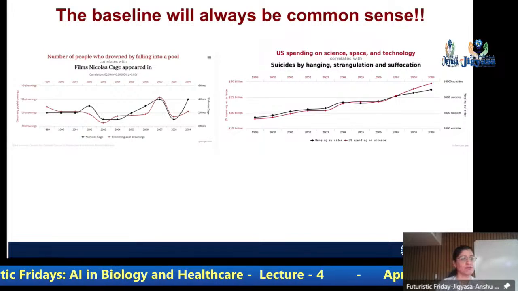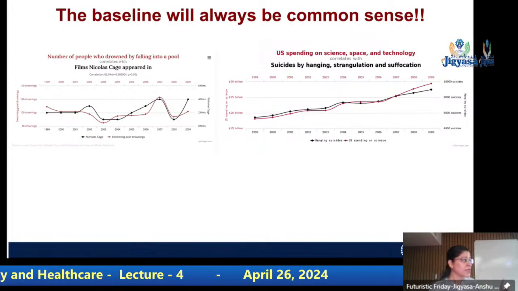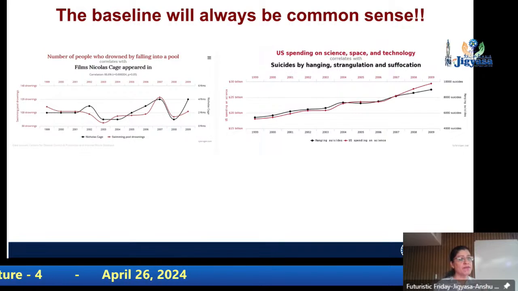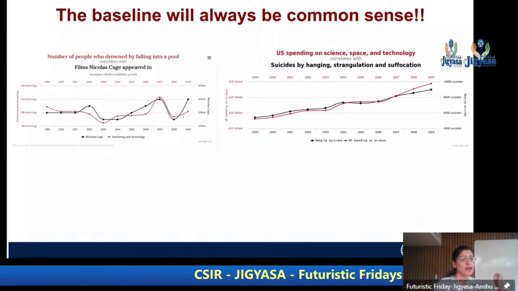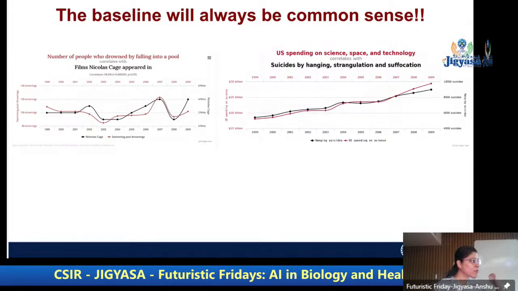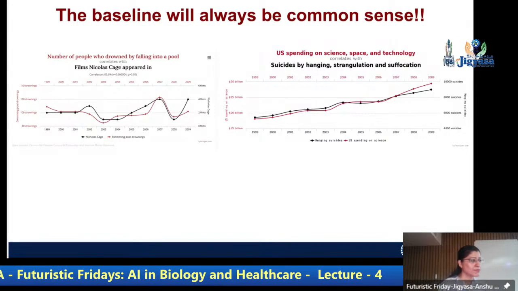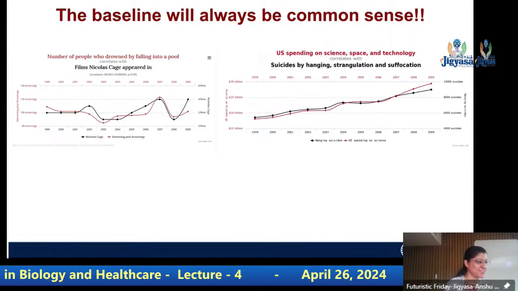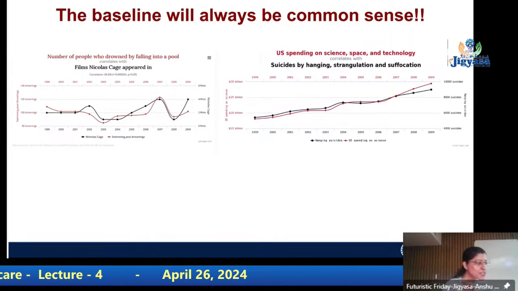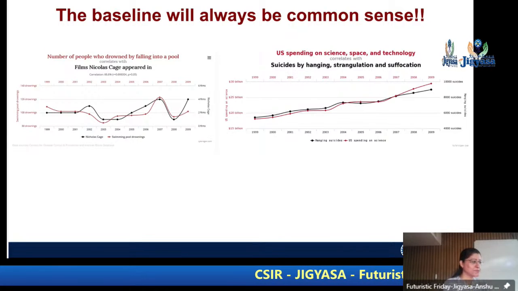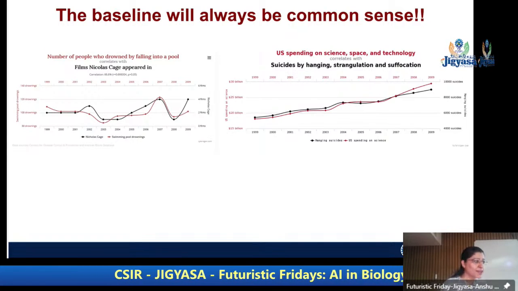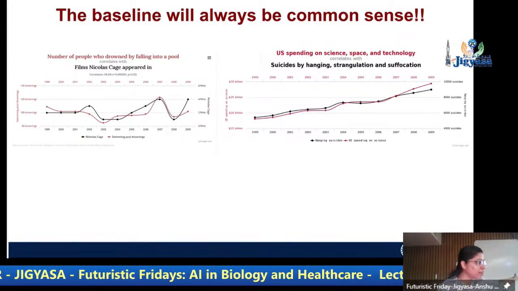I'm showing you two graphs here. And for the sake of clarity, I'll read them out. The first graph actually tells me that the number of people who drowned by falling into a pool correlates very strongly with whenever Nicolas Cage, who is a Hollywood star, appears in a movie. Does it make sense to you? You are saying when a Hollywood star acts in some movie, a lot of people die by drowning. What is the correlation? Nothing. So it's not actually fitting in your common sense, right?